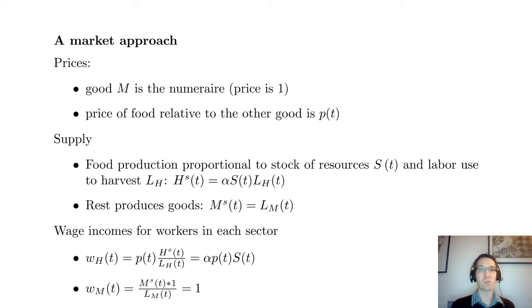So I can simply substitute HS here, and I get this. So WH, the wage in the food sector, is alpha PS. The wage in the other goods sector is even simpler. It's the total output of the other goods, MS, divided by the total number of people who work in that sector, LM. But I know that the production is extremely simple. MS equals LM, so this is 1, and it's multiplied by the price in that sector, which is the numeraire 1. So the wage is simply going to be 1.